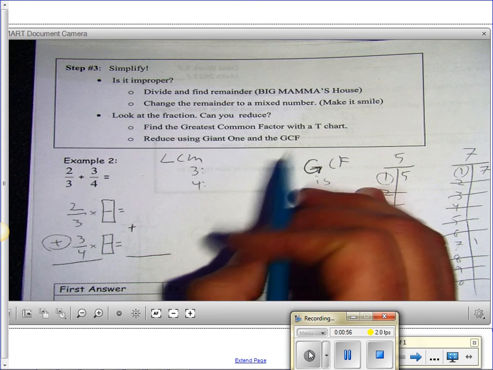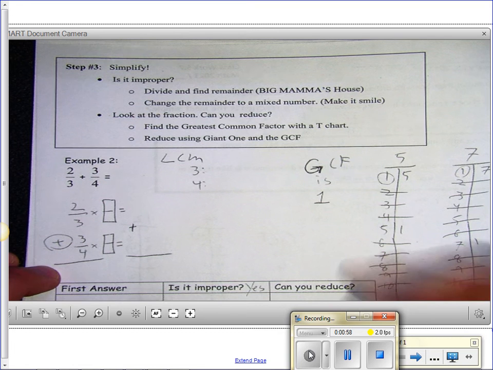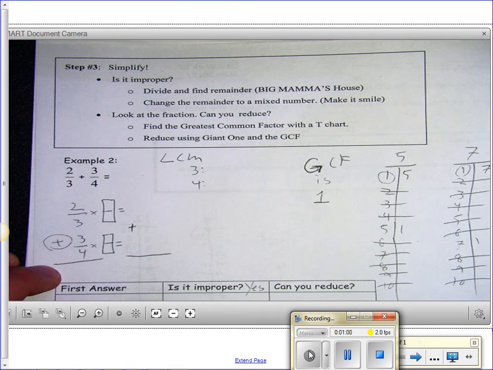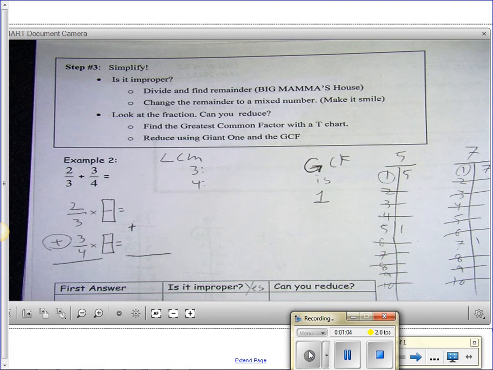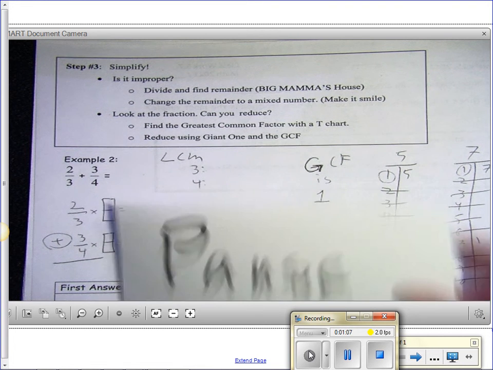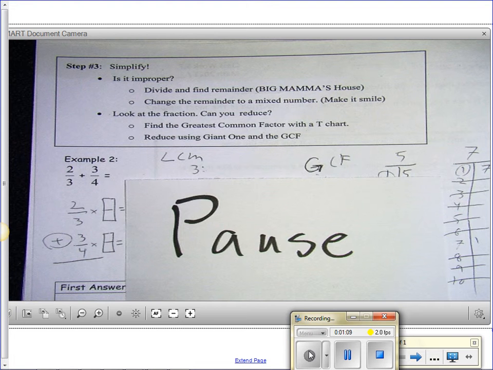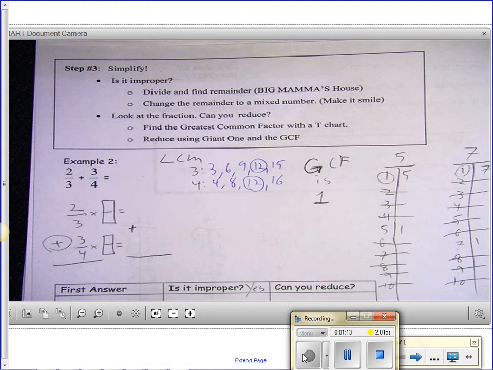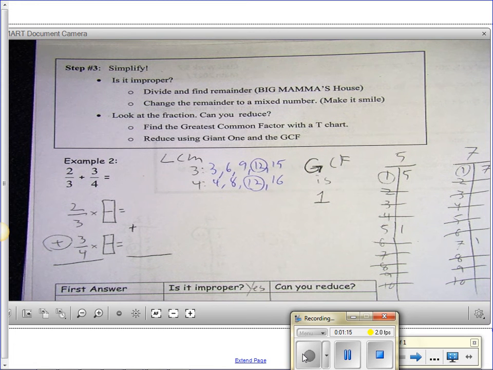Here's another example. I haven't done least common multiple, so let's race our 3's and our 4's. Pause the video as you race your 3's and 4's. If you found that the least common multiple was 12, you're correct.